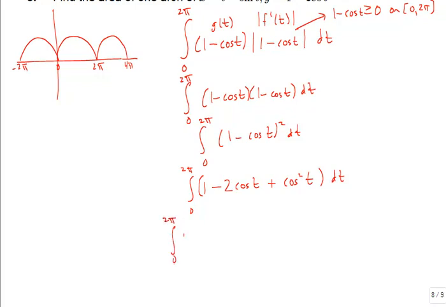So the integral of just a 1 dt, I'm going to pull out my minus 2 and integrate from 0 to 2 pi just the cosine t dt. And then for this last piece, the cosine squared t, remember that when you want to integrate an even power of cosine or sine, you actually have to use those half angle identities. So I'm going to replace cosine squared of t with a 1/2 times 1 plus cosine 2t dt.